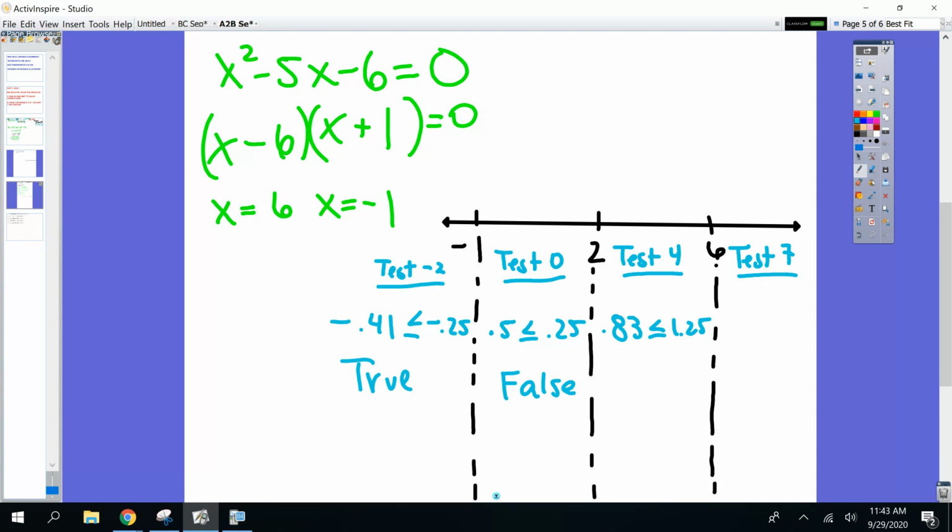Hey guys, did 4 work? Is 0.83 less than or equal to 1.25? True? Oh boy, and then I got one more, huh?